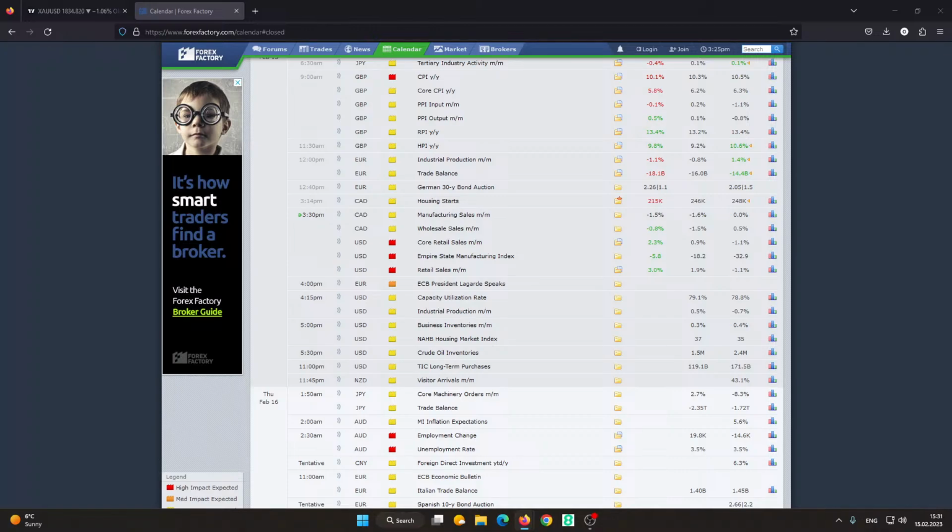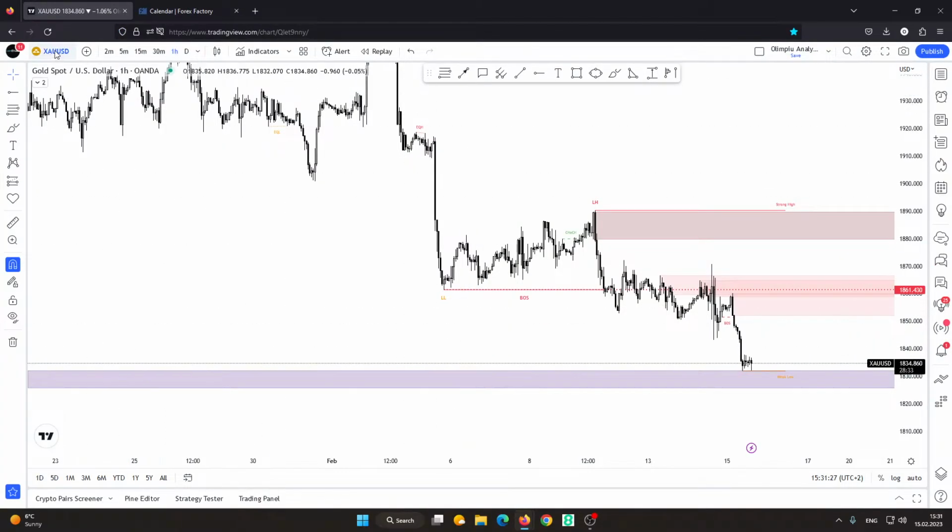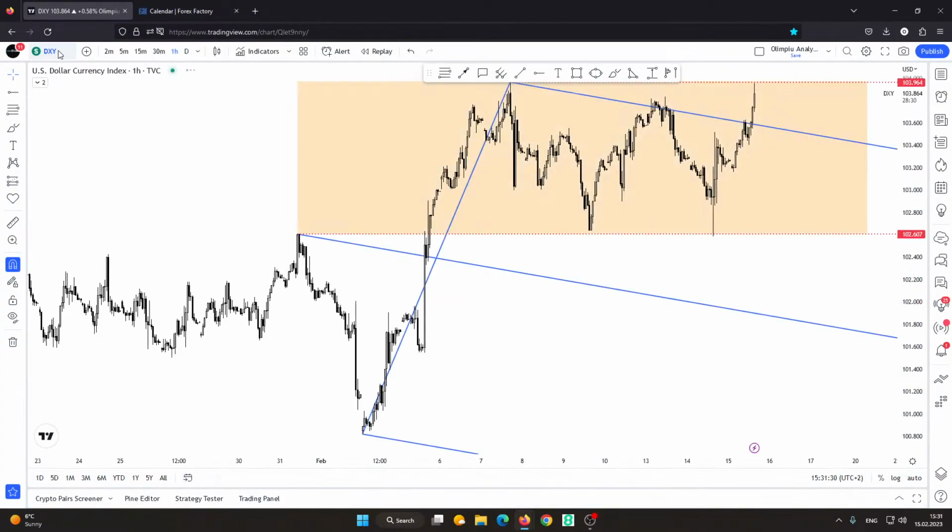So better than expected US data. I will look for US dollar longs. Please send an email to support if you have questions. So better than expected US data: 3% growth, 2.3 versus 0.9%. Empire State Manufacturing Index minus 5.8, better than expected. Let's try to identify potential.